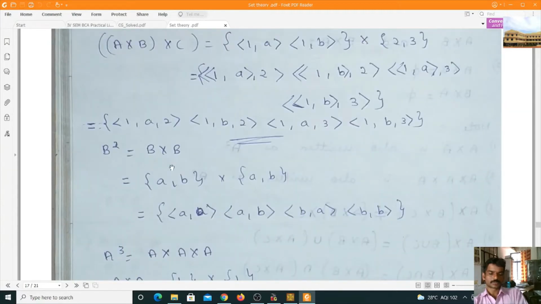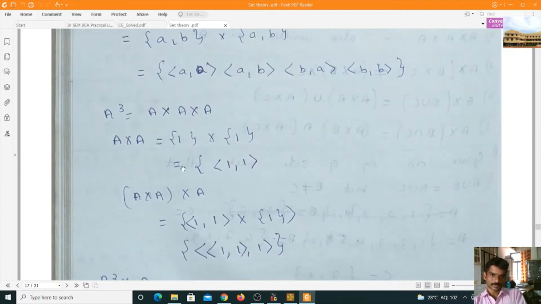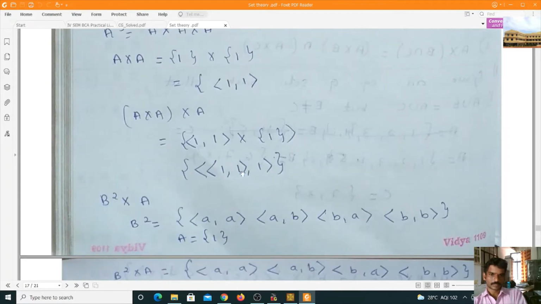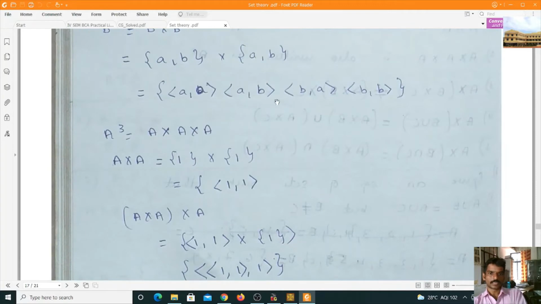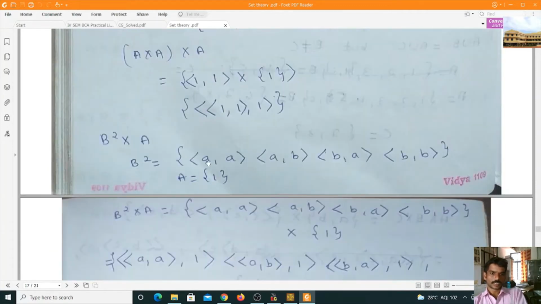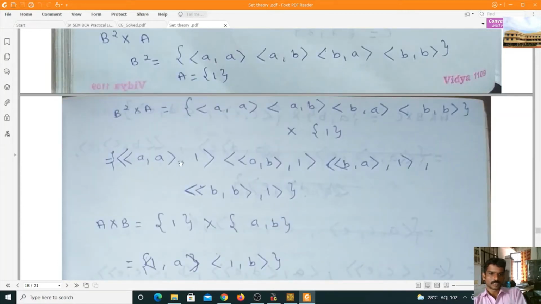Next, B square means B cross B, the Cartesian product of the same set. So aa, ab, ba, bb. To calculate A cube, 1 1 comes here, 1 1 1. Next, B square is already calculated: aa, ab, ba, bb. Then the value of A is 1 here. Then next aa1, ab1, ba1, bb1. See here: aa1, ab1, ba1, bb1.